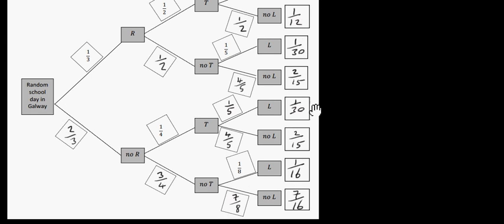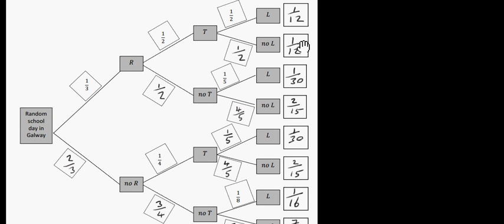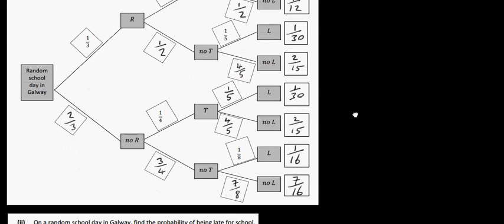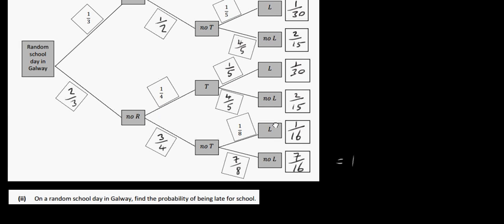Now, if you want to just check that your numbers are correct, you got to remember that probability should add up to 1. So all of these probabilities down along the right hand side here should add up to 1, and you'll find that they do when you add them up. You will get 1 here if you add them up. So let's move on to the next part of the question.